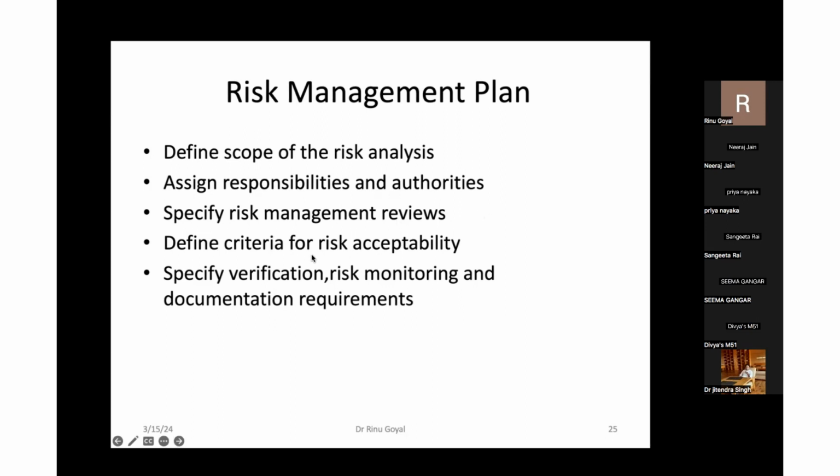Define criteria for risk acceptability, because once we take some action, it is not going to be mitigated 100%. So there will definitely be some residual risk. So we have to accept the risk to a certain level. Specify the verification criteria that the risk has been catered for, that the activity has been undertaken. What will be the risk monitoring criteria? What all documentation will be required? What all documentation will be maintained by us? Because every laboratory will have different documentation. So in the plan itself, you define that.